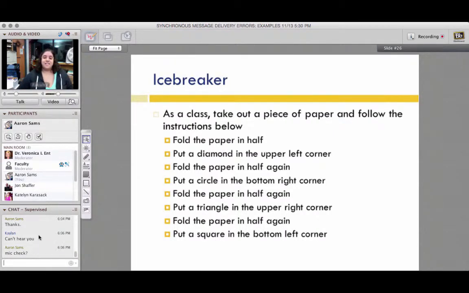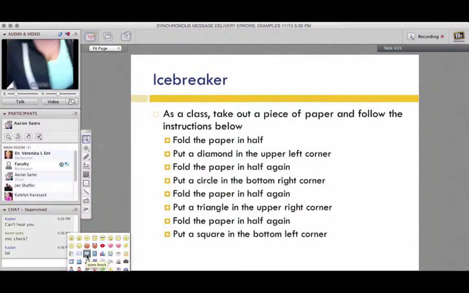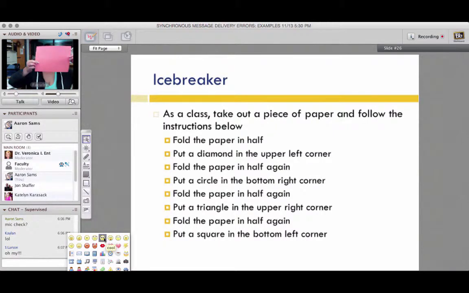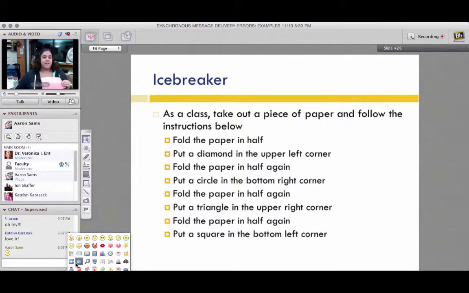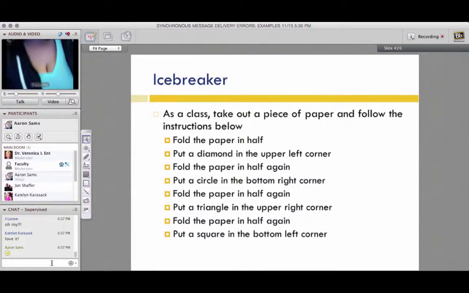Okay, so let's each get out a piece of paper. Just hold on one second, I need to grab a piece. Okay, so we have our paper. Now we would like to fold our paper in half. So your piece of paper should look like this. Now we need to get out a writing utensil. And we need to put a diamond in the upper left-hand corner.